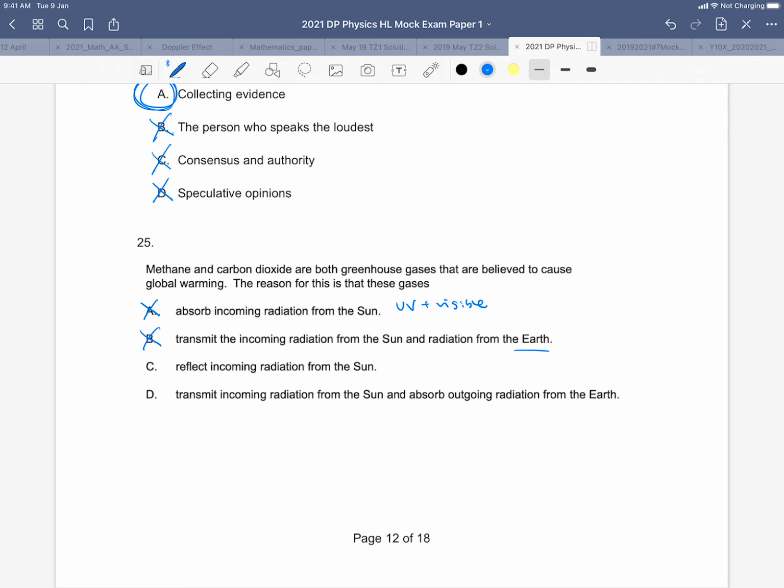That's actually the whole issue, and that is why D is the correct answer: it transmits incoming radiation from the sun, mainly UV and visible, but it absorbs the outgoing radiation that is mainly infrared, and re-radiates that back to the earth. And yes, reflecting incoming radiation, well, actually methane and carbon dioxide are maybe not really responsible for the reflection. This is cloud cover and the surface in general just reflecting radiation off. So that's not the reason that we have global warming, right? D is the best answer here out of all these.